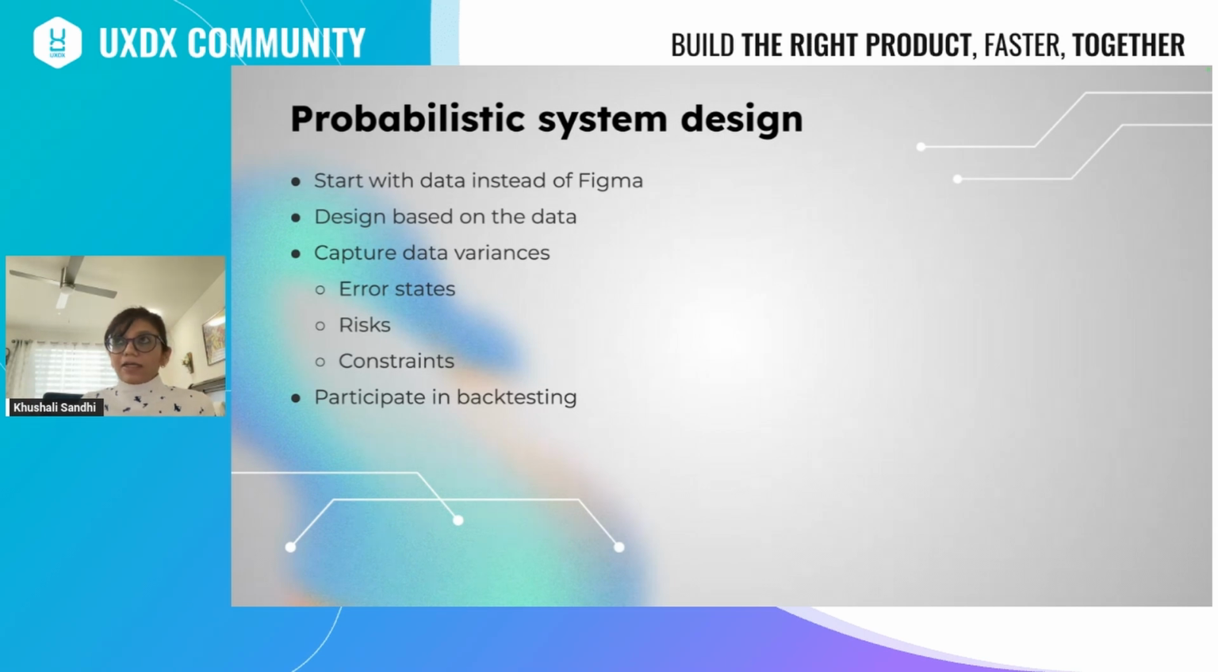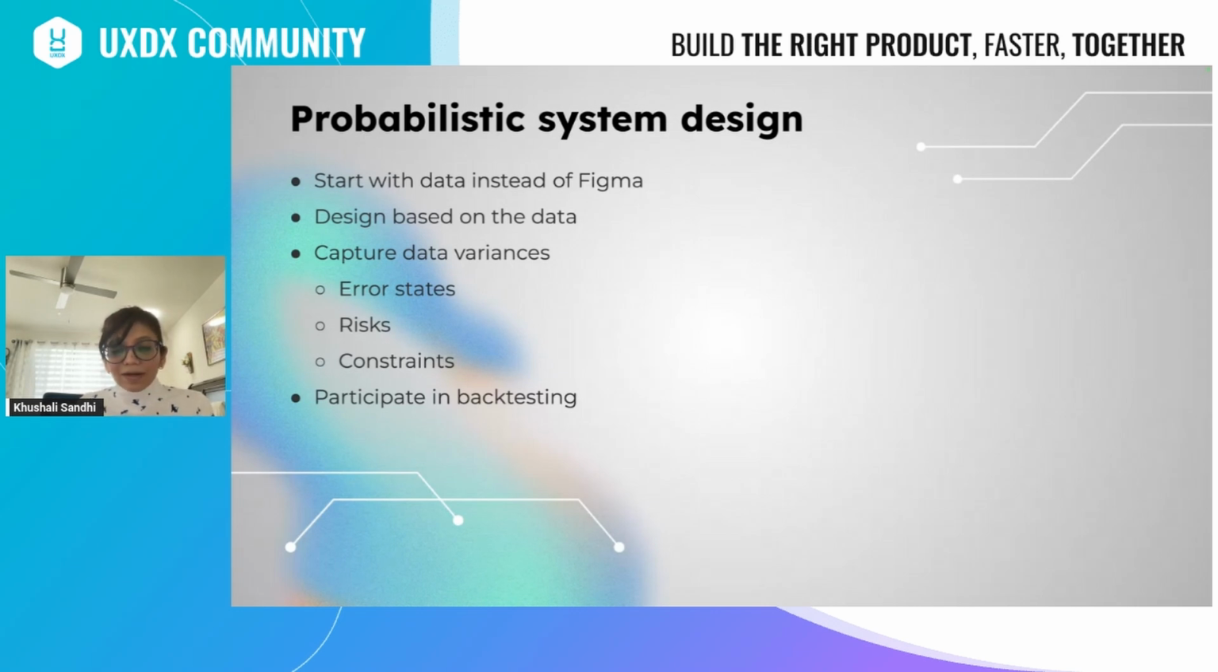Once we have the data, we start to know what the data variances are, right? What are the scenarios we might run into? Maybe there is a situation where there is no prediction, or maybe there is a situation where the prediction is not good enough, right?